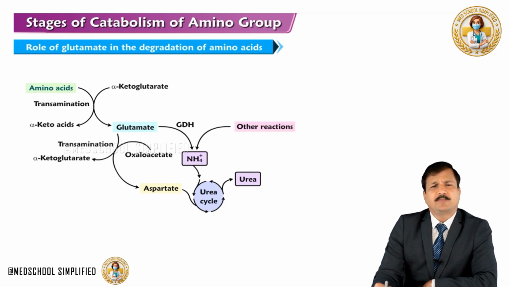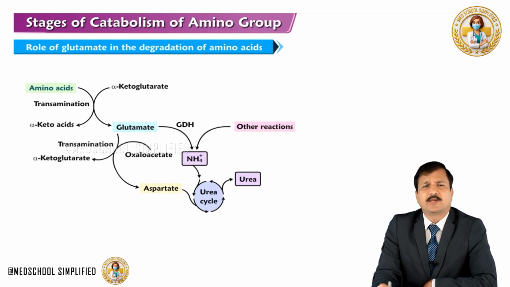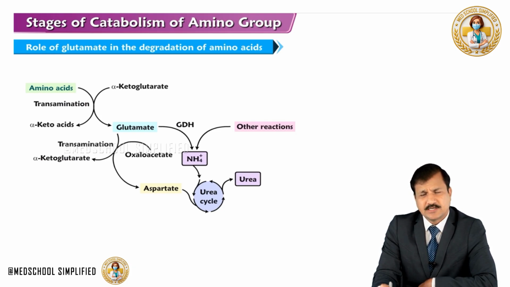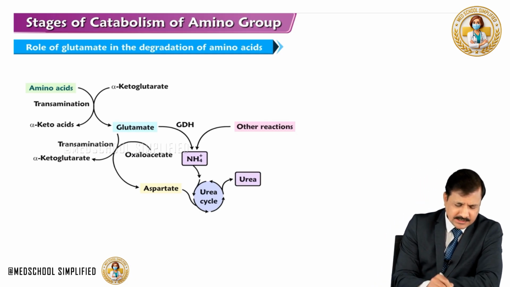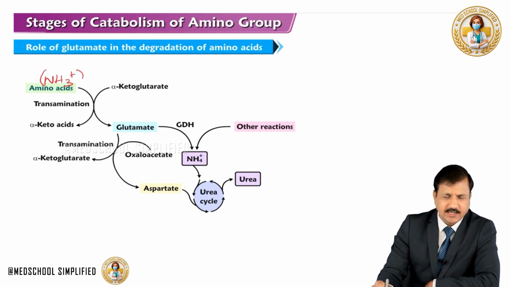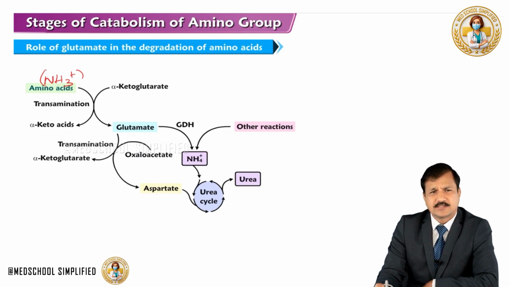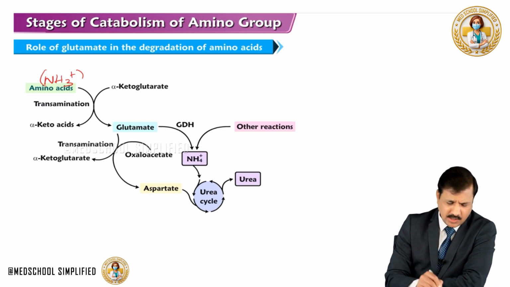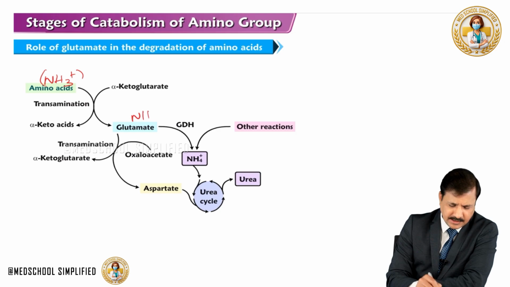Glutamate can also participate in the degradation of amino acids, especially glutamate carrying the amino group nitrogen from different amino acids will divert and funnel that amino group to the urea cycle. How is that done? So the amino acids giving their amino group, I am going to write NH3 there, on the amino acids undergoing transamination reaction. Alpha-ketoglutarate is an acceptor of that amino group. So the amino group is now present in the glutamate at the end of the transamination reaction.